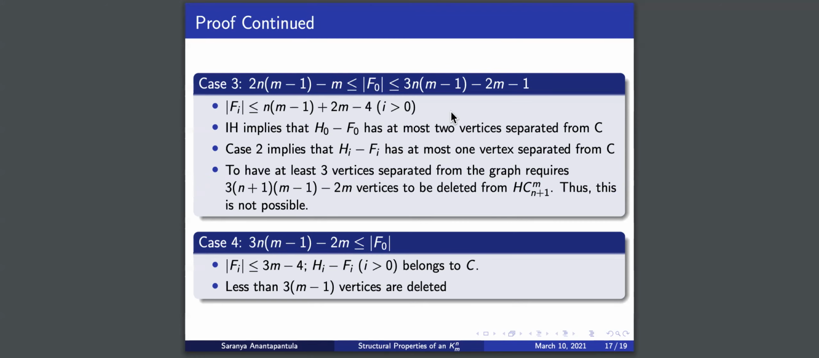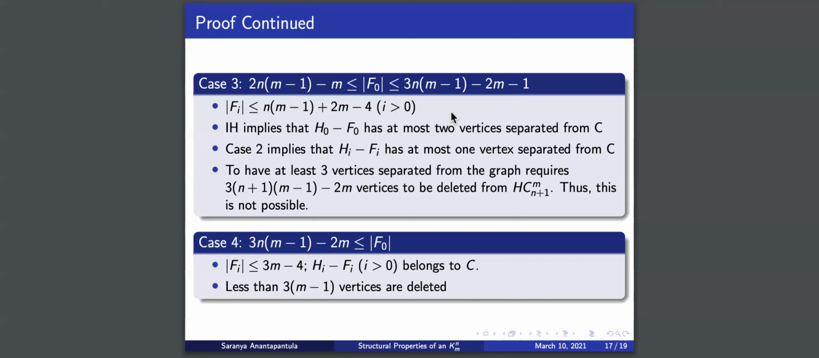So case 3 is really similar to case 2. There is only one subcube that has greater than or equal to 2n times (m minus 1) minus m vertices deleted. We can actually say from the induction hypothesis that H0 minus F0 has at most 2 vertices separated from C. Firstly, similarly to the first theorem, the connected components are connected to each other to make C. So like case 2, to have even more than 2 vertices separated isn't possible because that exceeds our bound. This proves case 3.